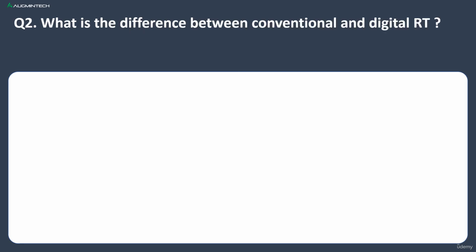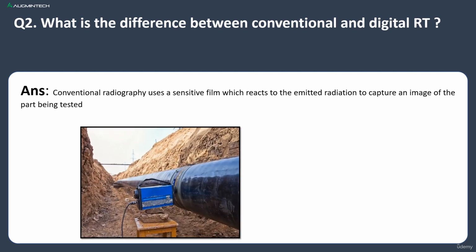Let us move on to our next question. What is the difference between conventional and digital radiographic testing? Conventional radiography uses a sensitive film which reacts to the emitted radiation to capture an image of the part being inspected.